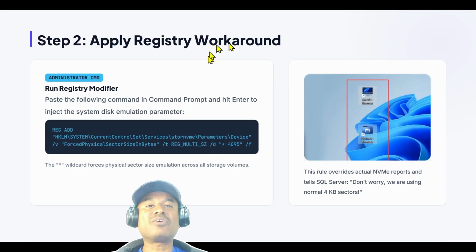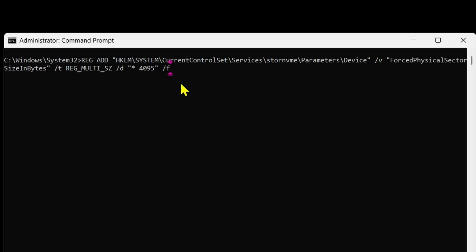Let's fix that. We are going to add a rule to Windows. This rule tells Windows to act like a translator and tell SQL Server, don't worry, we are using 4 KB boxes. Copy the command from the description below and paste it in the same command prompt. Press enter. Once it says completed successfully, you must restart your computer. This fix will not work until you reboot.